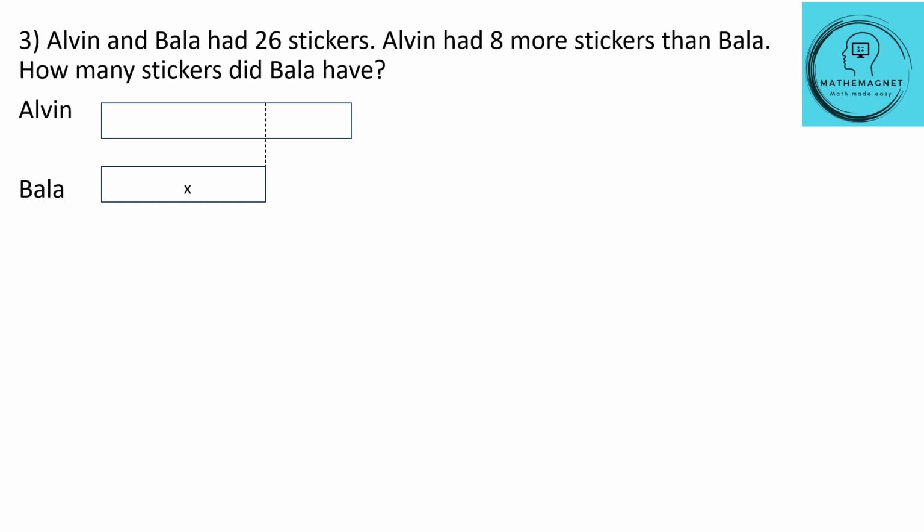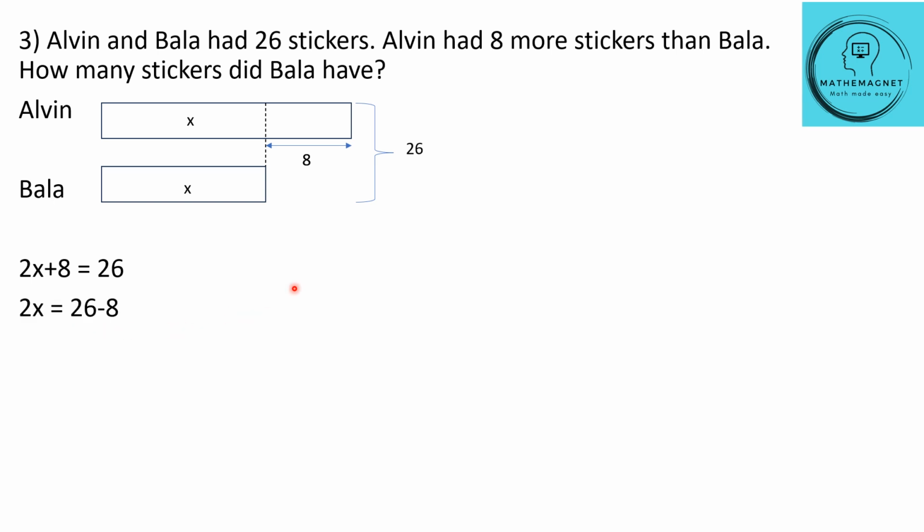Let's give the variable x for the amount of stickers Bala has. So the excess amount will be 8, the differential amount of stickers will be 8. So it will be 2x plus 8 equal to 26. Correct? These two units are of the same value, x and x. The differential amount is 8 and the total is 26. So 2x plus 8 equal to 26.